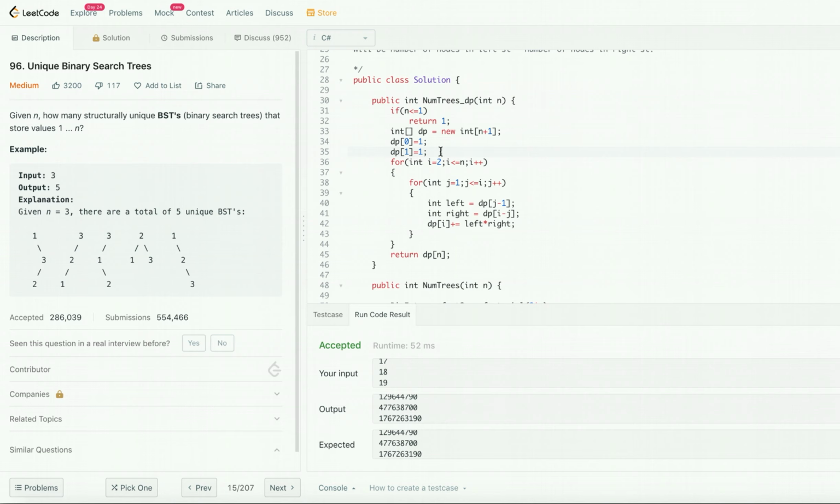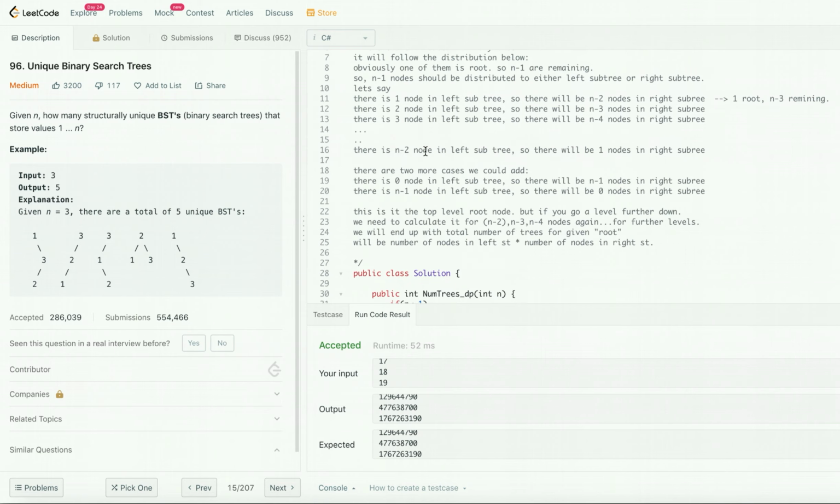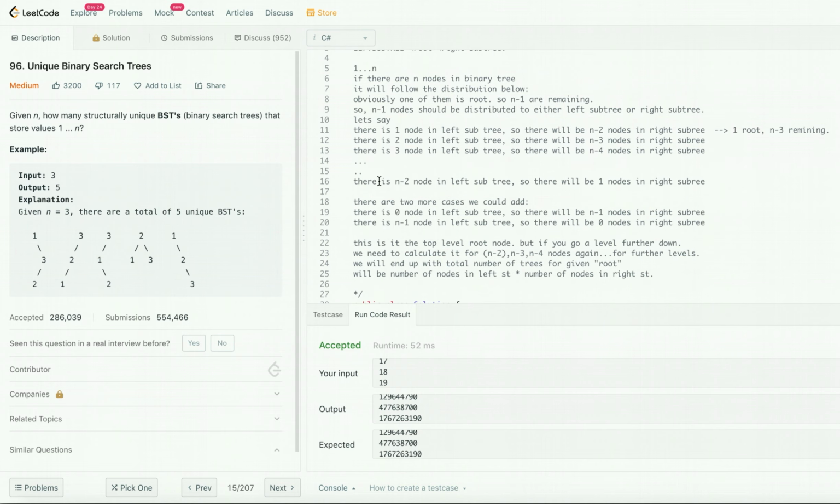Now, starting from 2, I need to calculate the number of left subtrees and the number of right subtrees. That depends on how many nodes are in the left subtree and how many nodes are in the right subtree. So what we are going to do is go through exactly this kind of distribution.